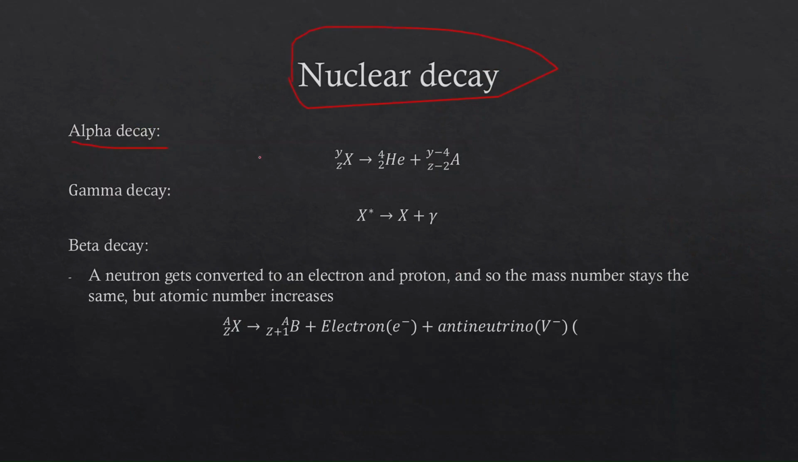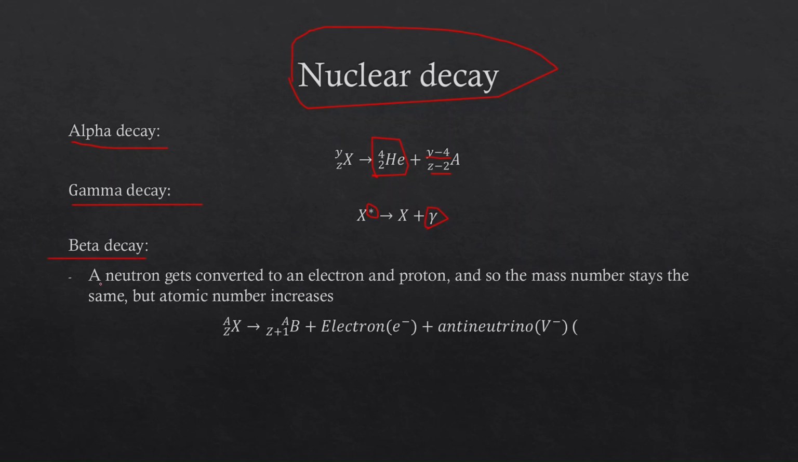Basically, in alpha decay, we have the emission of a helium nucleus, and so you'll have to subtract 4 from the mass number and 2 from the atomic number. Then you have gamma decay. This asterisk over here symbolizes the presence of the element in its excited state, and it's going to emit gamma radiation to lose that extra energy that it has.